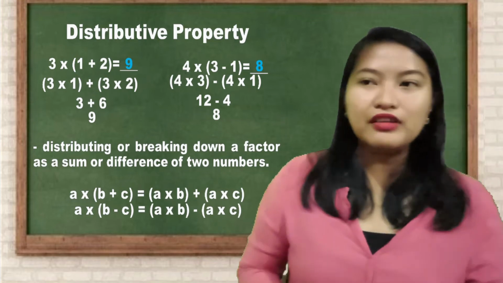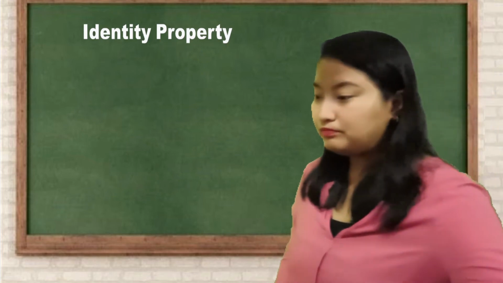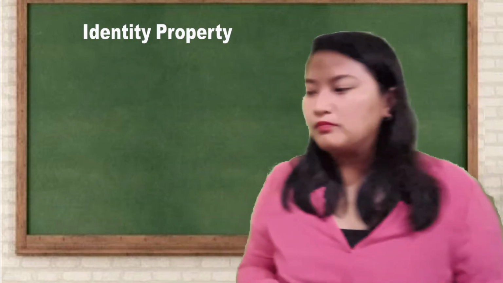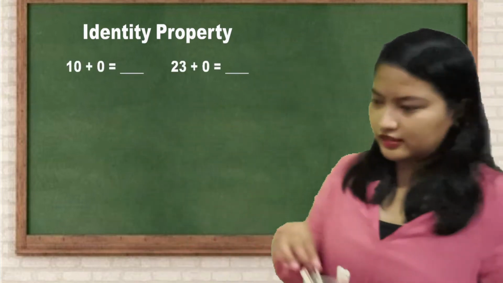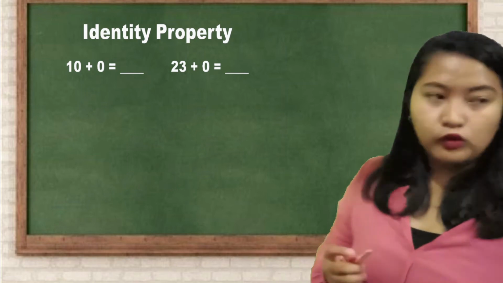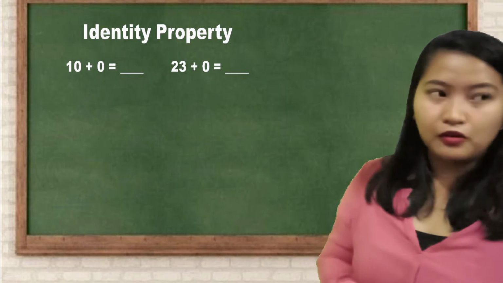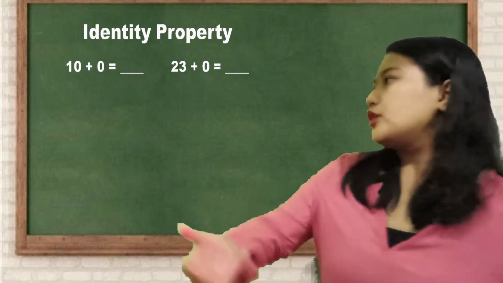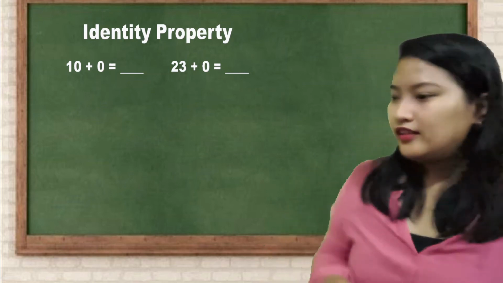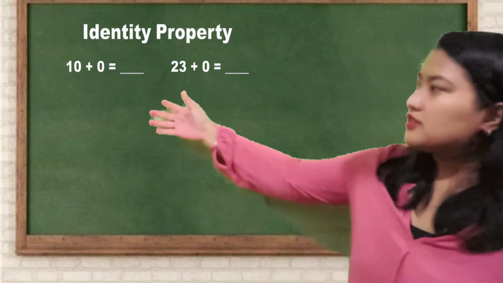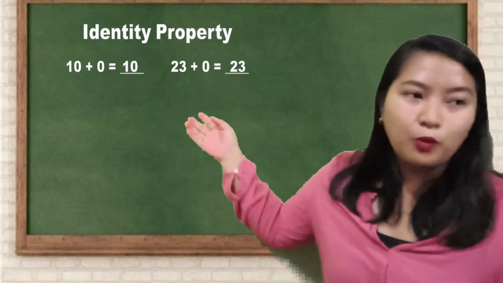Let's move on now with the fifth property. Okay, let me call on a student that will answer the following mathematical sentences. Okay, I will call one student. Gian. We'll go back again because we are all finished. Okay, Gian, stand up. What is 10 plus 0 and 23 plus 0? Correct. First mathematical sentence, 10 plus 0 is equal to 10. Second, 23 plus 0 is equal to 23.